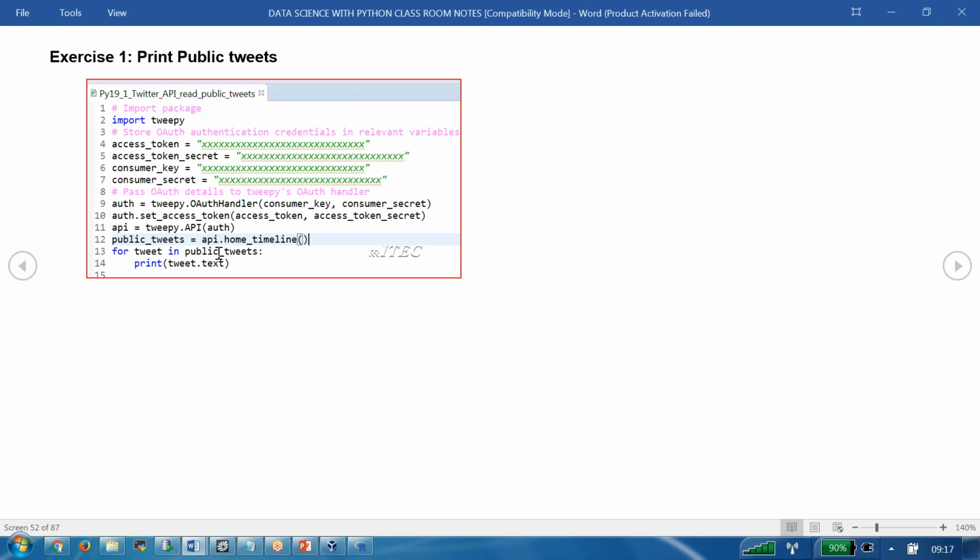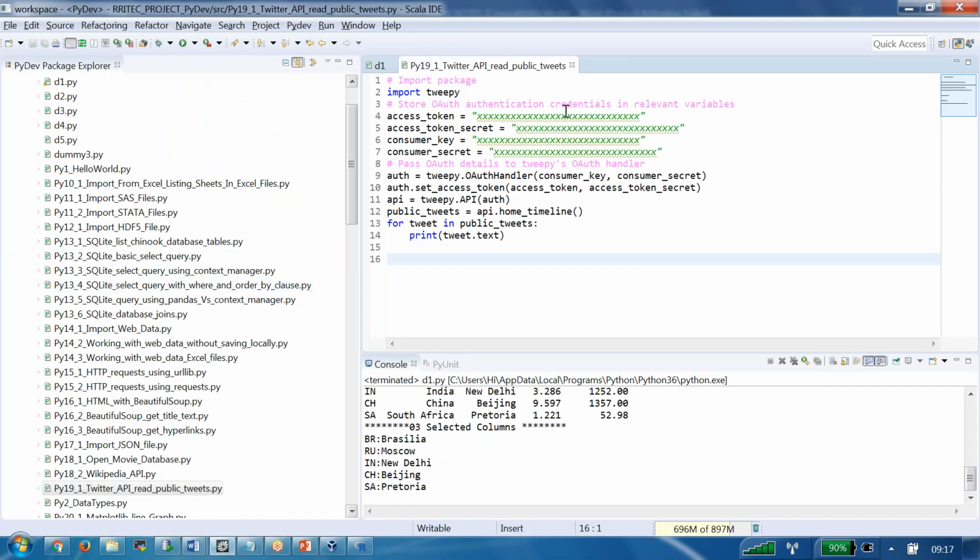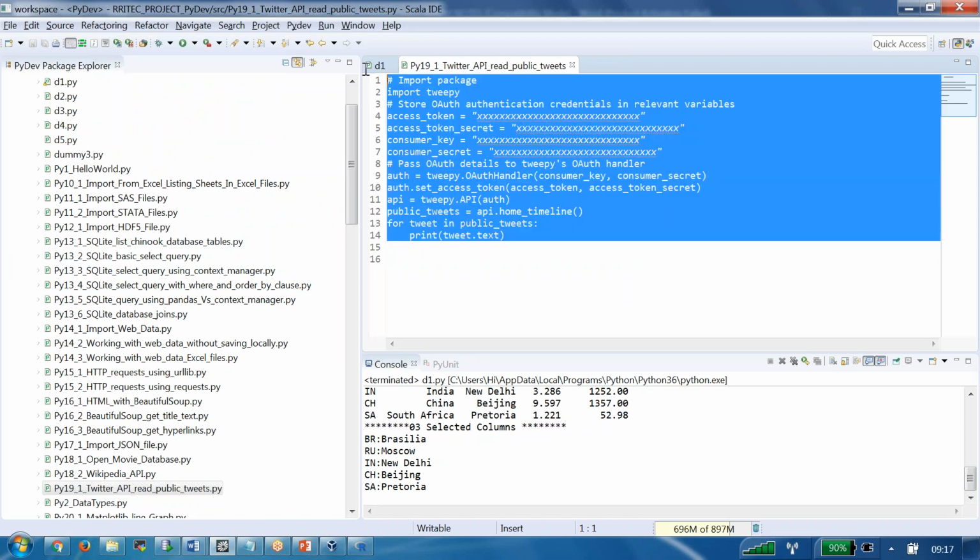Are you getting my point? For that, all you are doing is writing some simple code. See here, luckily that is what is available. We are importing some packages. We are writing all our access keys and we are trying to produce the tweet.txt.